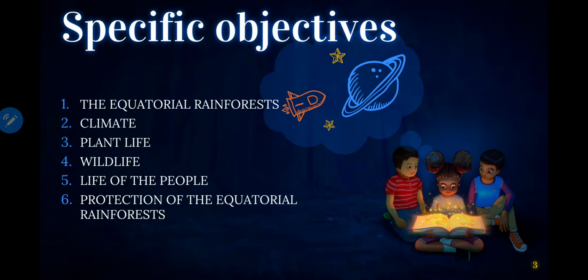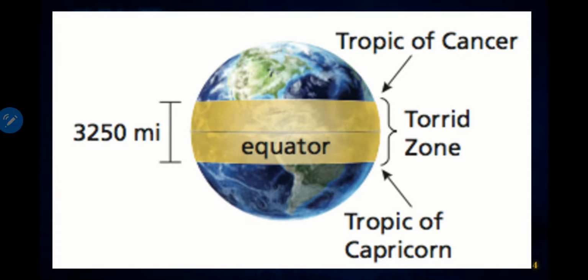Now, in this session, we are going to cover some specific objectives like equatorial rainforest, climate, plant life, wildlife, life of the people, and protection of the equatorial rainforest. Now, where does this torrid zone lie?